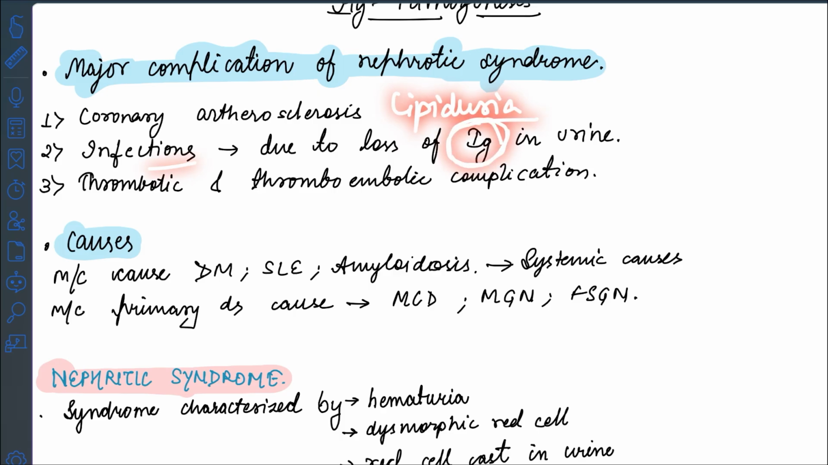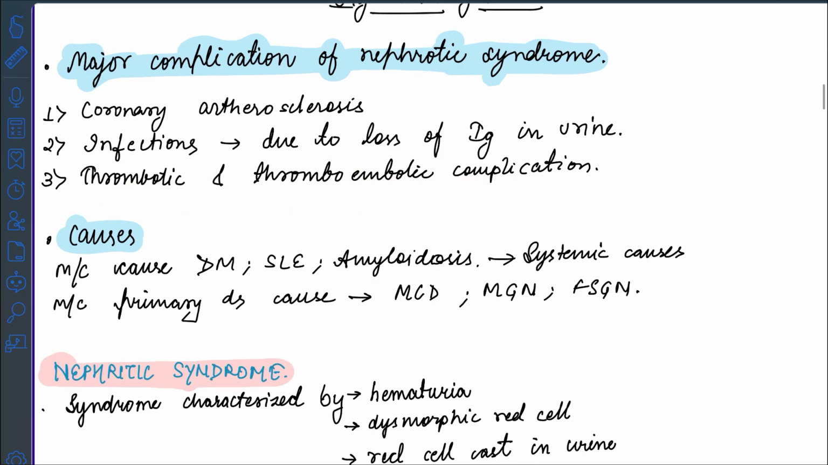Second is infection, क्योंकि there is already loss of albumin and immunoglobulins in the urine. It will make our body prone to infections. Third being the thrombotic or thromboembolic complications.